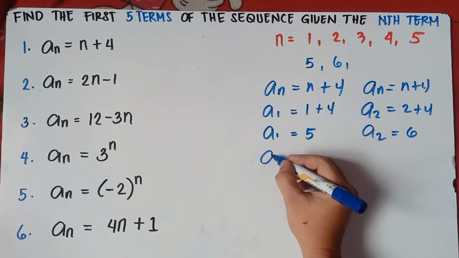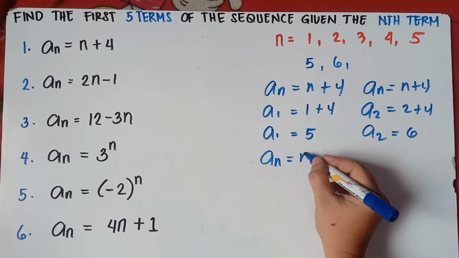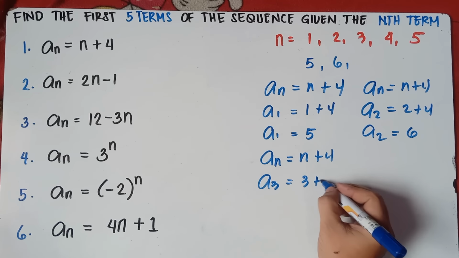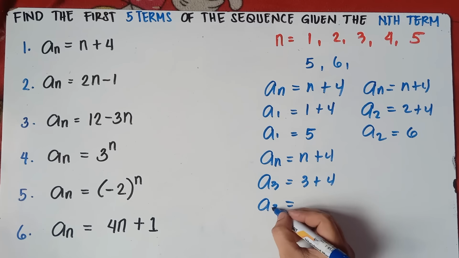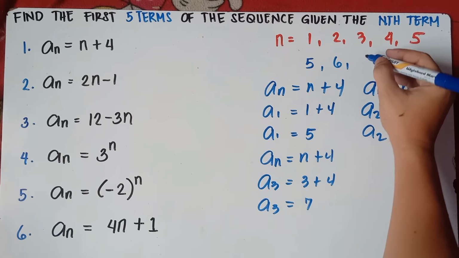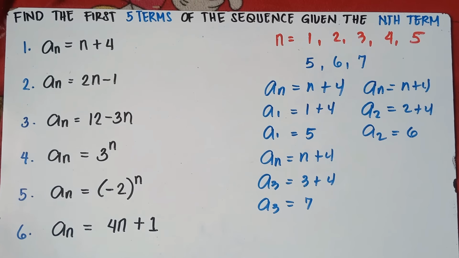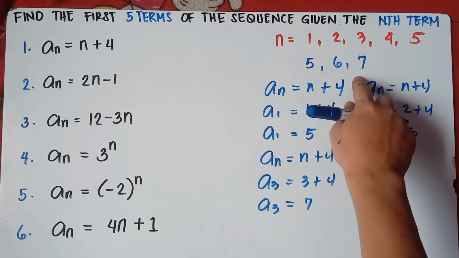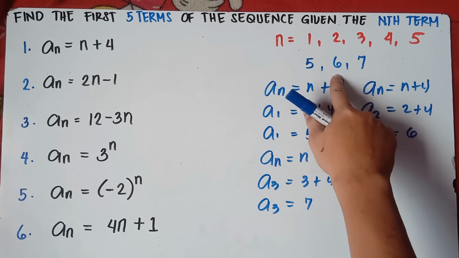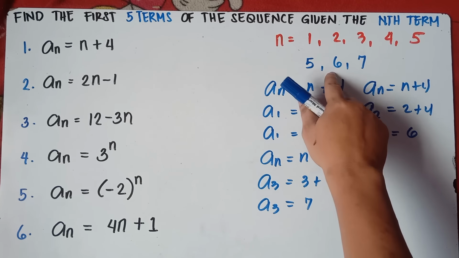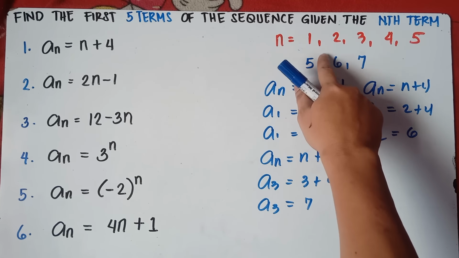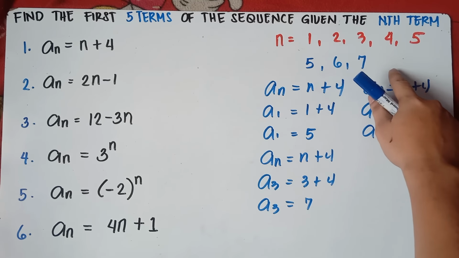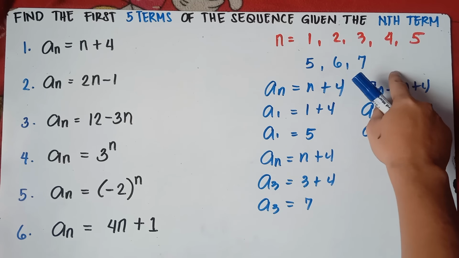Now try the third term. A sub n equals n plus 4, if n is 3, so a sub 3 equals 3 plus 4. The third term will be 7. Check, class, with this sequence you already have a pattern. What would you do to 5 to make it 6, and 6 to make it 7? Of course, you will be adding 1. So the common difference is 1. The next number after 7 should be 8, and after 8 it should be 9. So the last number should be 9.